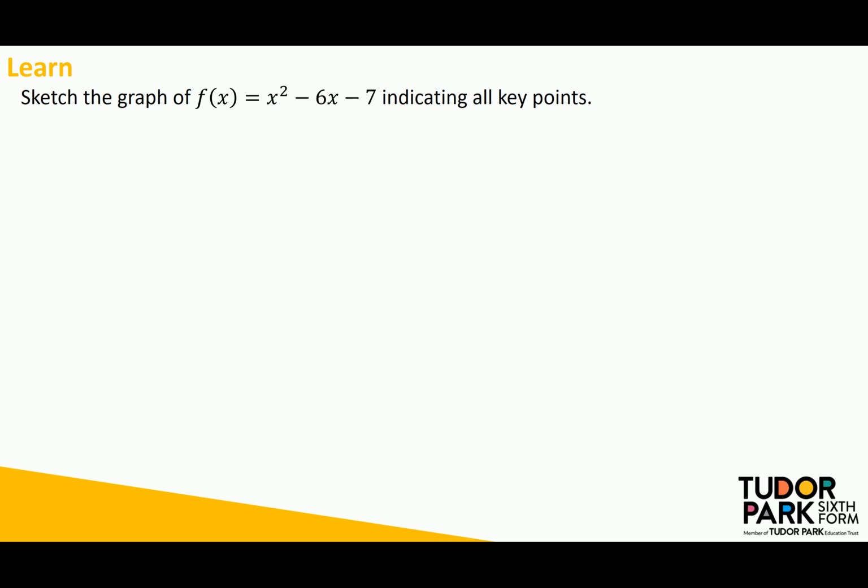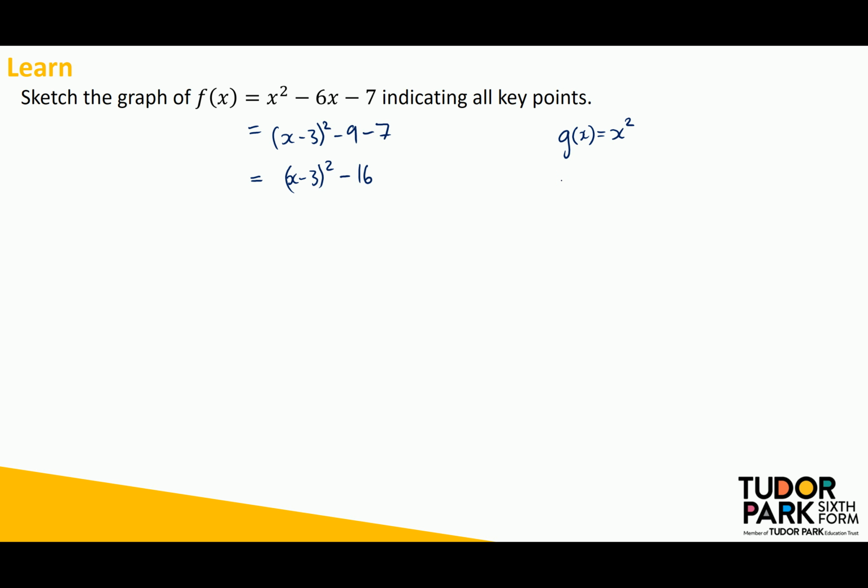The second method that we would have would be to use completing the square. So I take my function and I look at completing the square, so that would become x minus 3 all squared minus 9 minus 7, which is x minus 3 all squared minus 16. Now, what do I want to do? Well, I'm thinking about how this graph of f of x relates to the general function x squared.